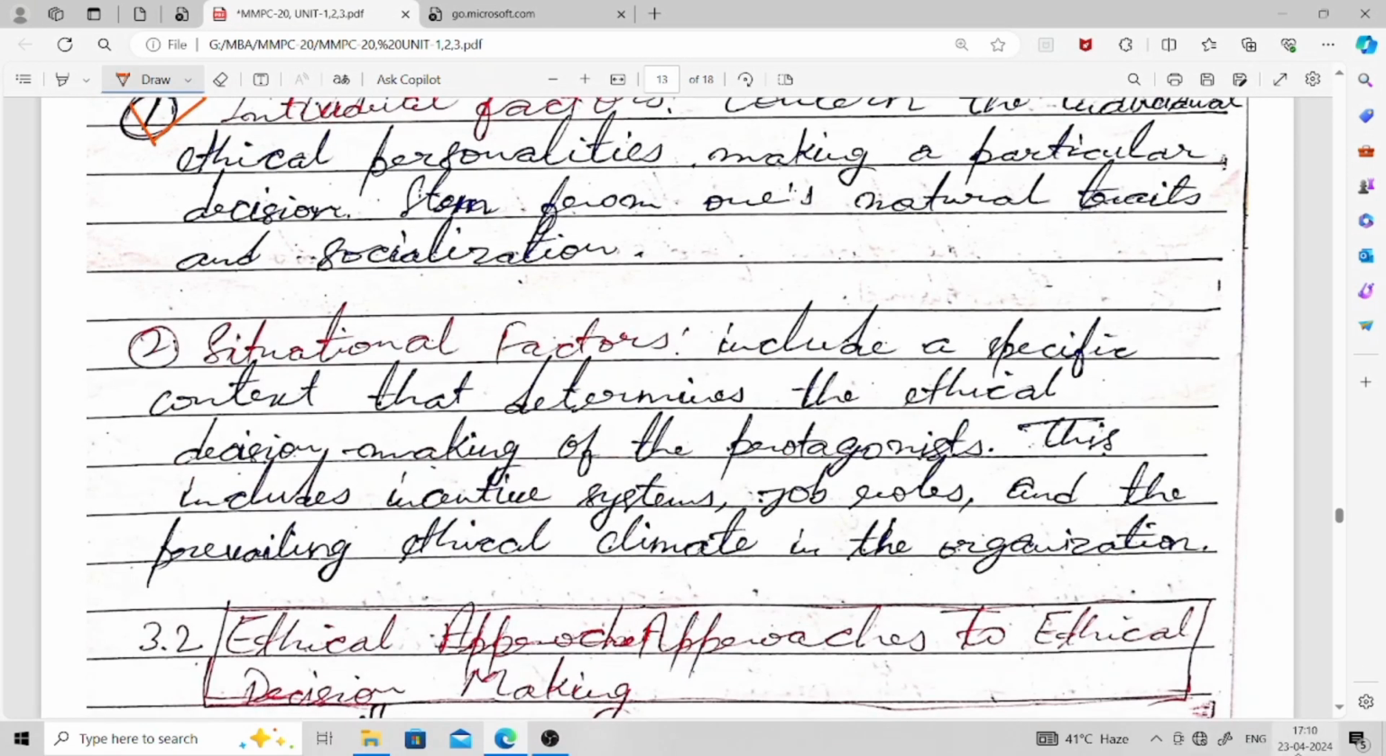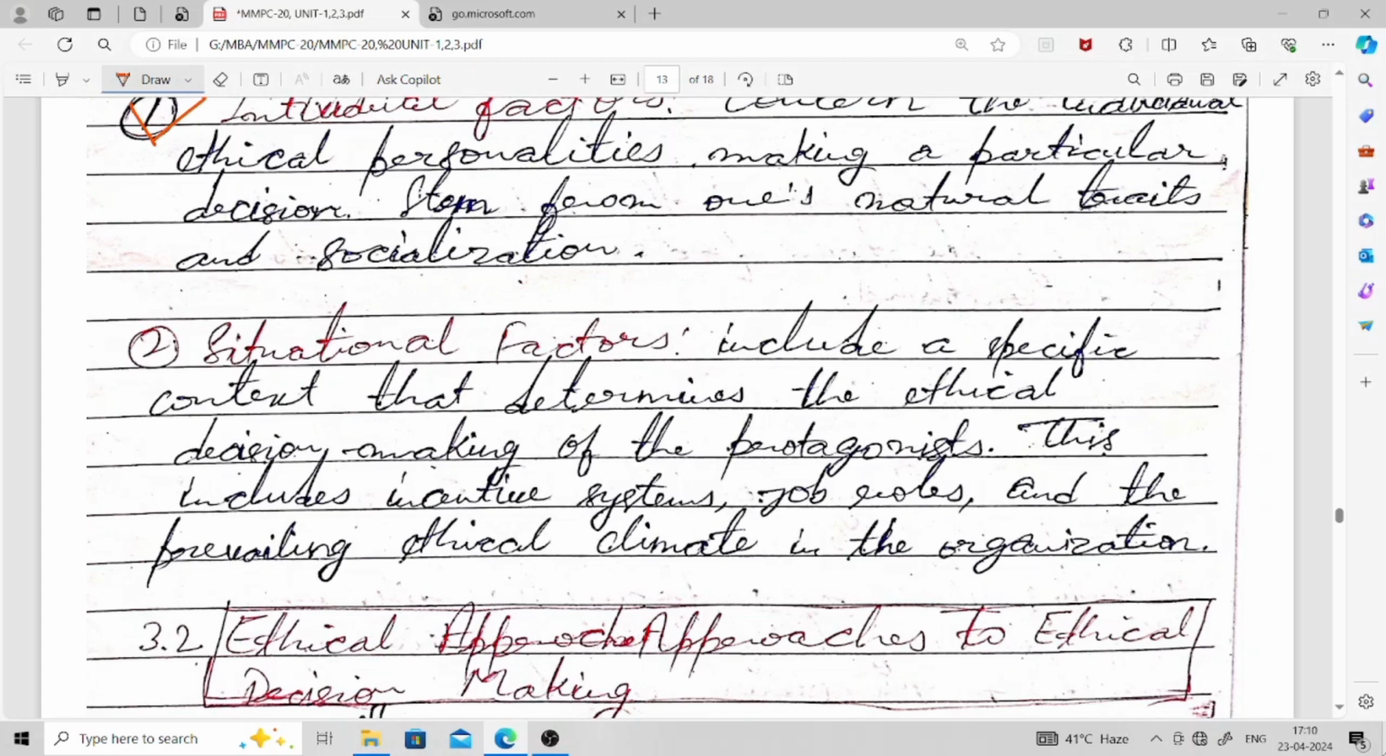Then you have situational factors. Situational factors include a specific context that determines the ethical decision. It means in what context the decision has to be made. Situational factors affect decisions because in different situations people make decisions in different ways. That's why situational factors also affect ethical decision making. This includes incentive system, job roles, and the prevailing ethical climate in the organization.